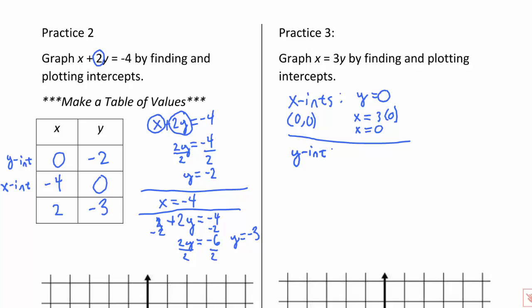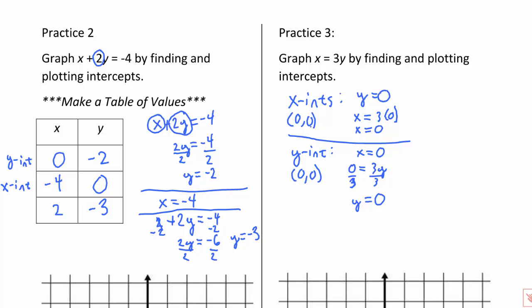Now, let's look at the y-intercept. For the y-intercept, we know that the x value has to be 0. Again, the other one always has to be 0. So plugging in 0 into the function here, that gives me 0 is equal to 3 times y. To solve for y, I divide by 3. And what is 0 divided by 3? If you said 0, you're correct. So the coordinate here is 0, 0.